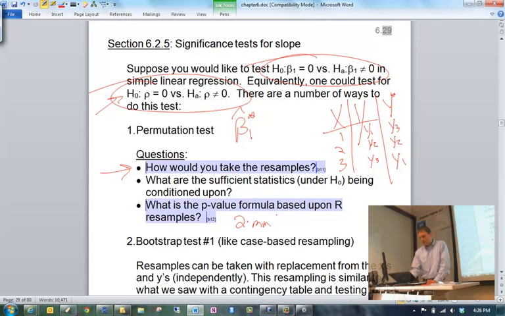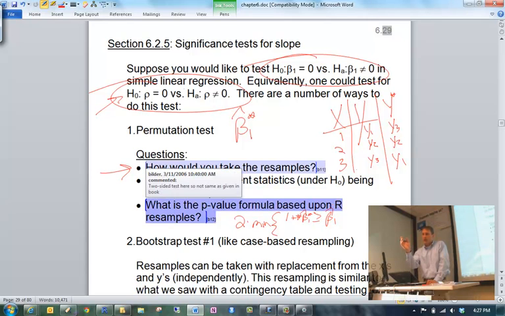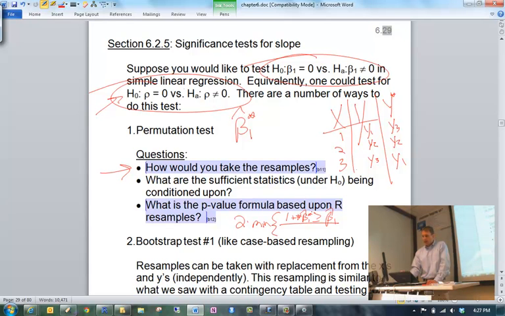2 times the minimum of 1 plus the number of beta hat 1 stars that are greater than or equal to beta hat 1, because you're looking at the relative position of beta hat 1 with respect to this distribution that is formed under the null hypothesis, over 1 plus r, and then also the exact same thing over here, but now you put a less than. So is everyone comfortable with that? Okay.